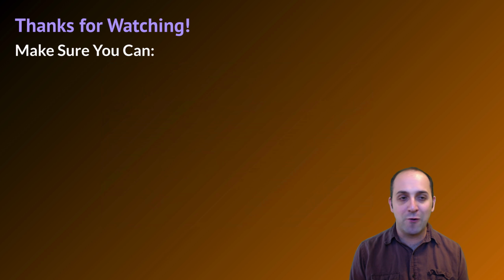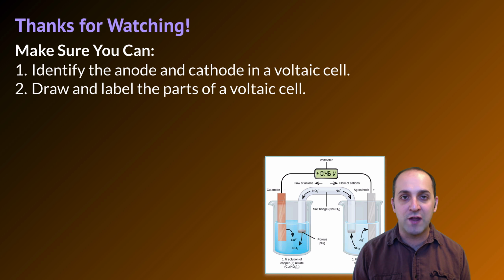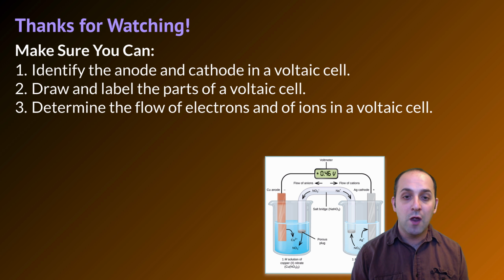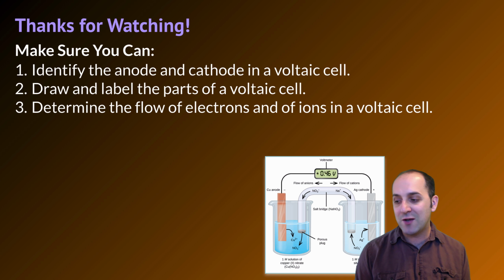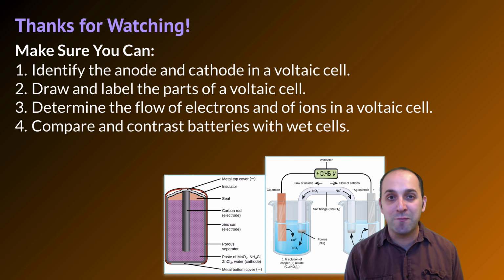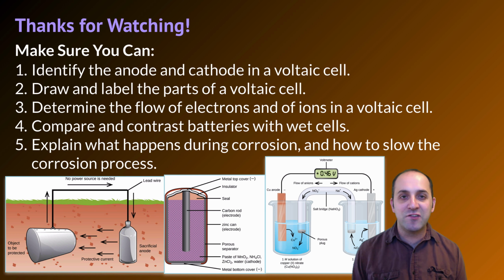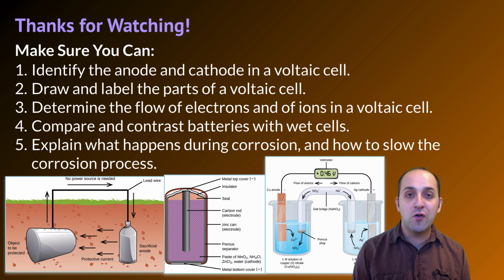Make sure you can do the following things here at the end. Make sure that you can identify the anode and the cathode in a voltaic cell. Make sure that you can draw and label the parts of a voltaic cell. Make sure that you can determine the flow of electrons and ions in a voltaic cell. Make sure that you can compare and contrast modern batteries with voltaic wet cells, how they're different in the sort of large picture sense. And finally, make sure that you can explain what happens during corrosion and how we slow the corrosion process. If you can do all those things, you're doing great.